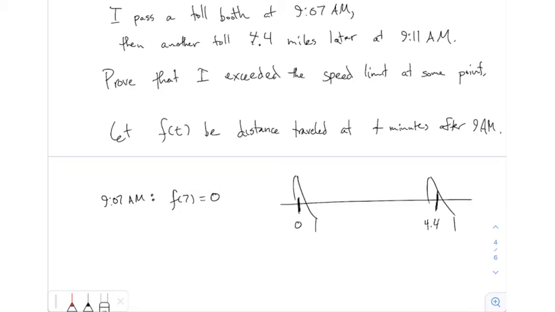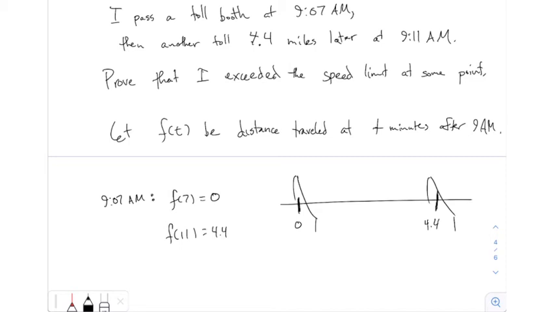And then I pass another toll booth 4.4 miles later at 9:11. How would I write that in terms of another f of something equals something? Yeah, f of 11 equals 4.4. My distance in minute 11 after 9 a.m. was 4.4 miles. All right.